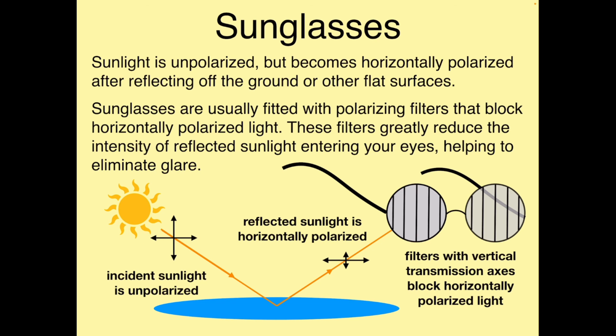So to do this, we want our sunglasses to have filters with vertical transmission axes, because if I have horizontally polarized light that I want to filter out as much as possible, then I should have a vertical transmission axis in order to do that. And so basically that's all that we have in terms of sunglasses, just vertically oriented filters to block out the horizontally polarized reflected light. So that's going to be it for this video.